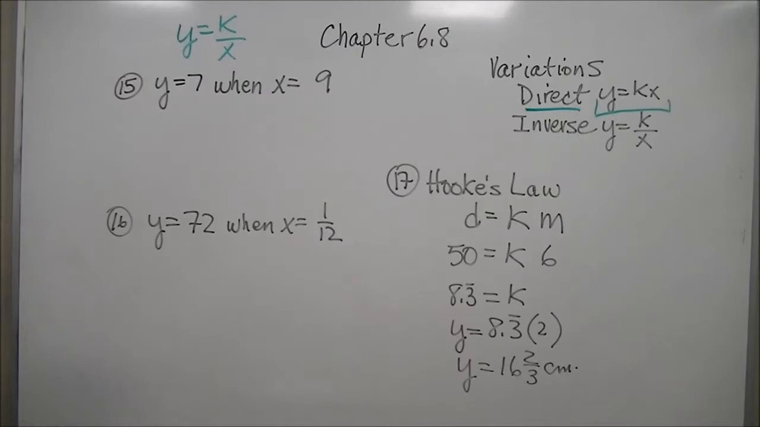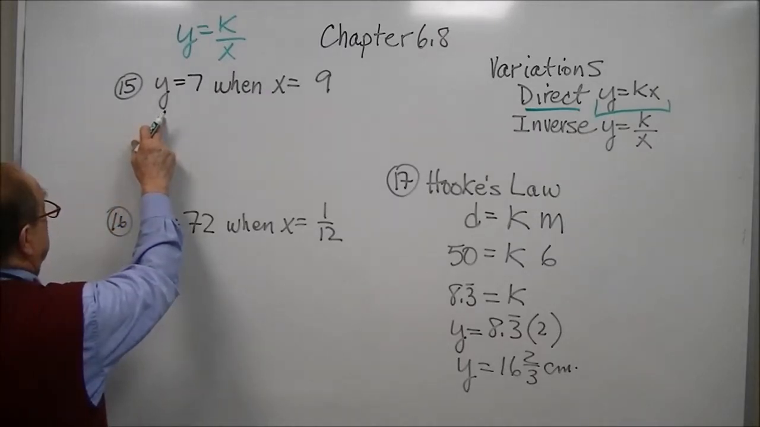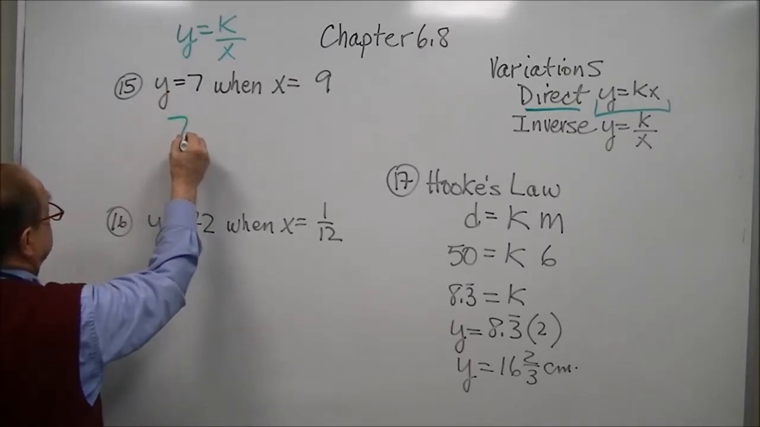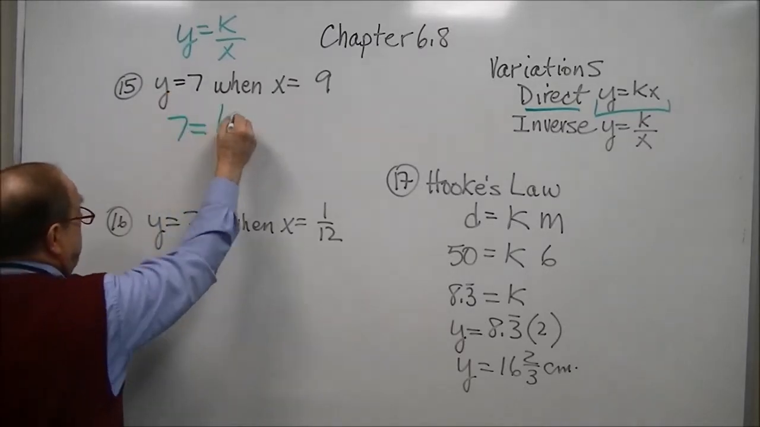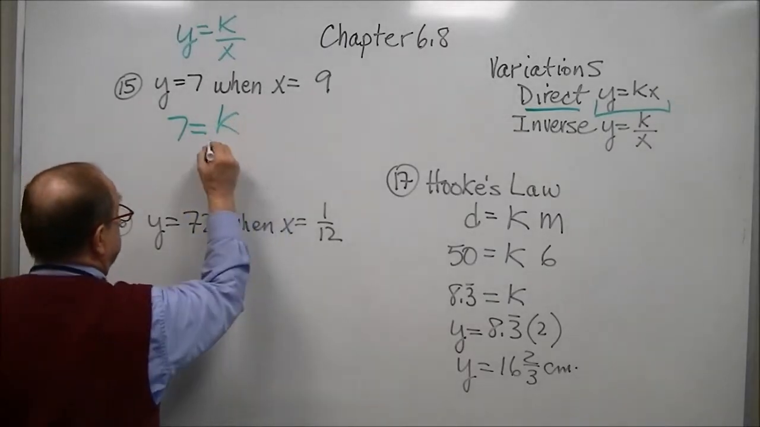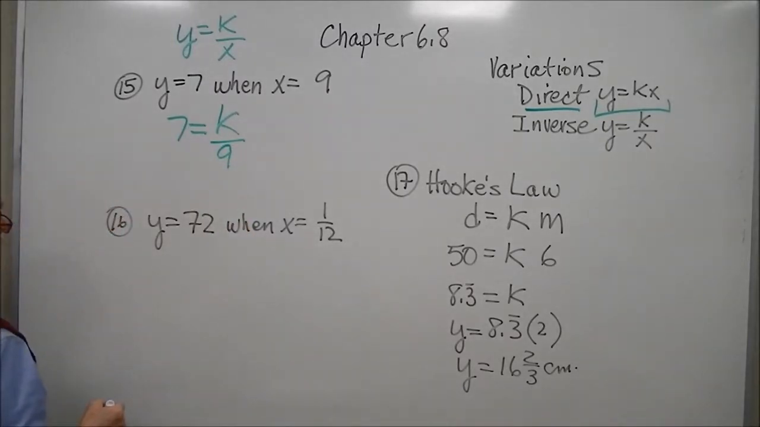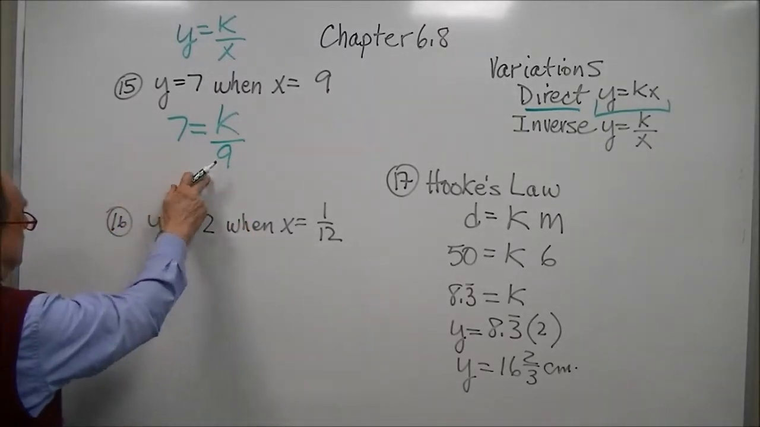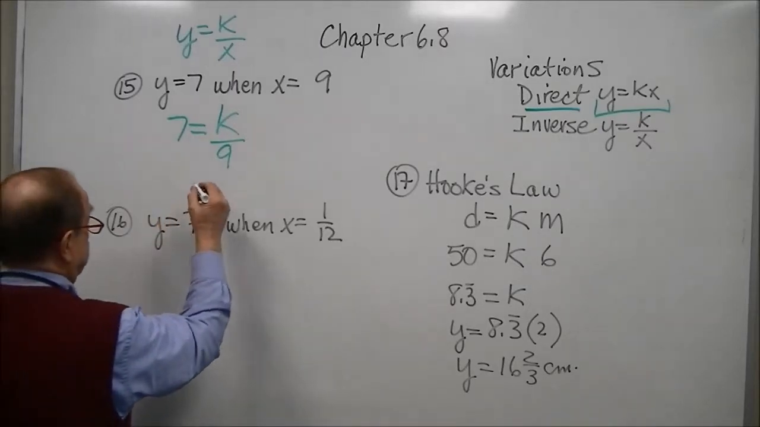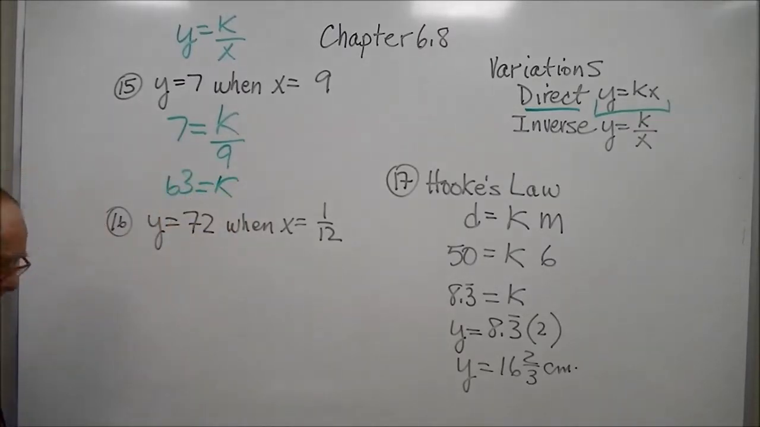So then they're going to give you two items of data. An item for y is 7 here. K you need, that's your constant of variation, and x will be 9. So 9 times 7 is 63. So k is 63.